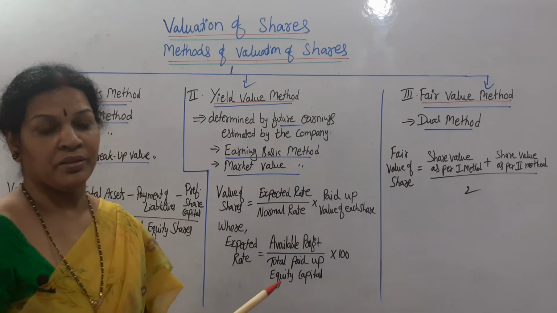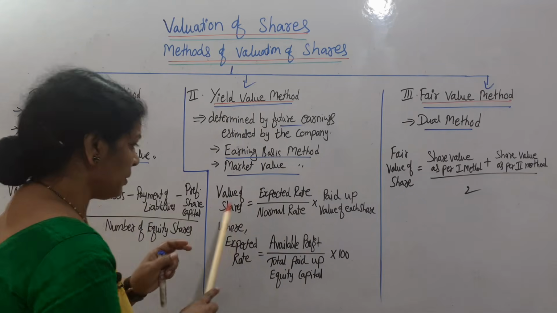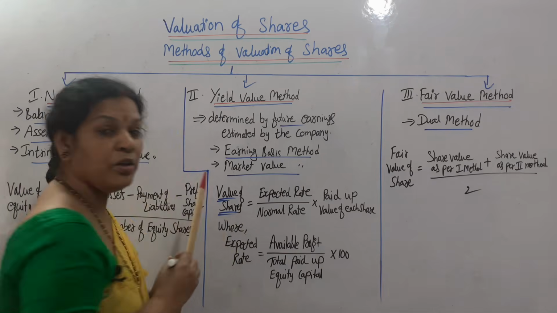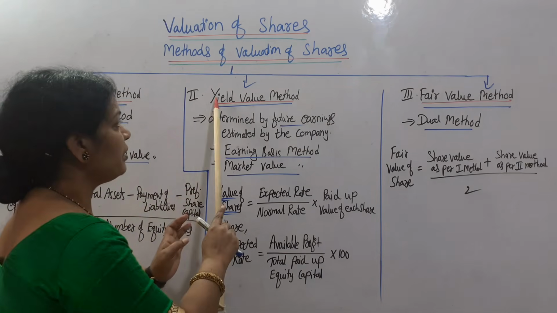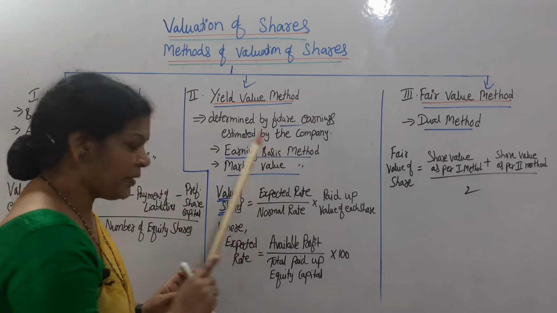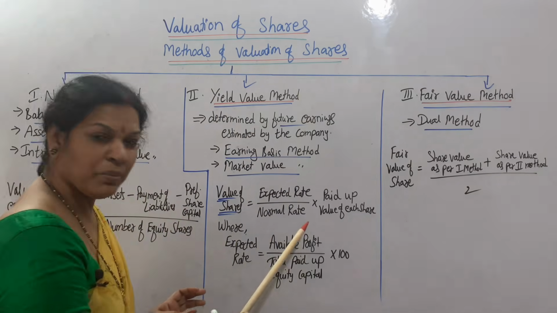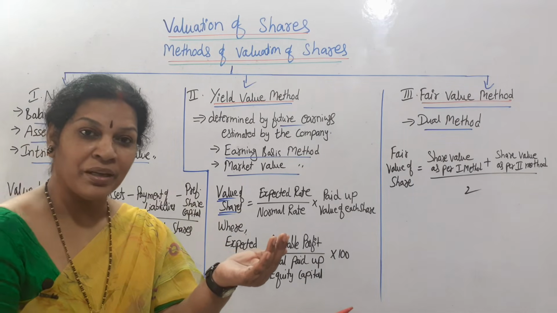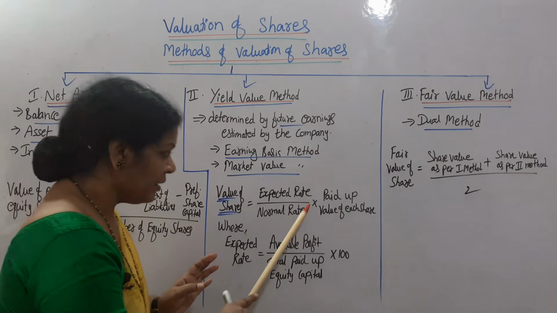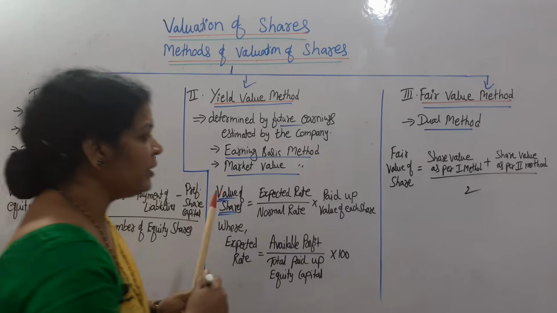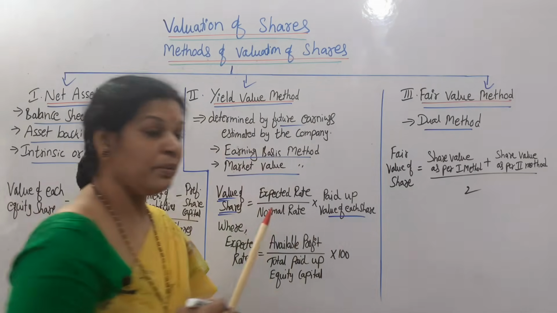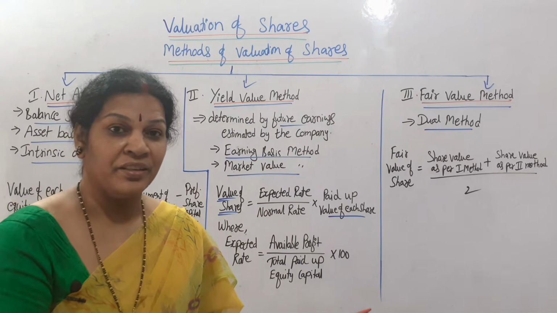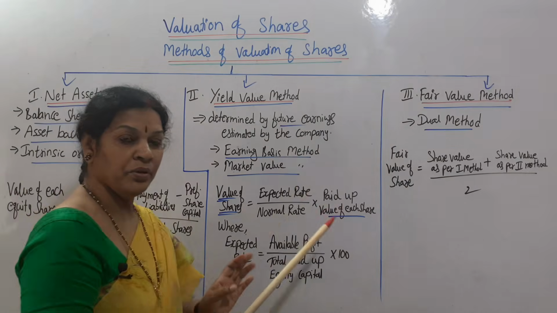Now coming to the formula, please remember this is an important formula. How do we calculate the value of shares? Value of shares in the yield value method is expected rate by normal rate. Normal rate, you know, in the previous valuation of goodwill we have done the same: normal rate into paid up value of each share. How much is paid, total paid, on each share, that we are going to multiply.